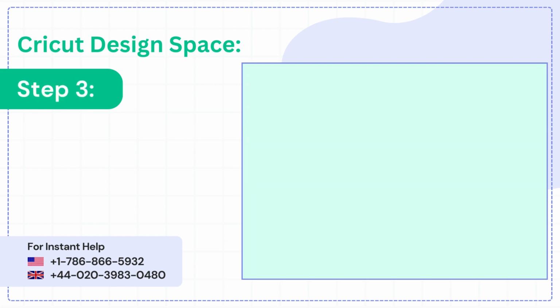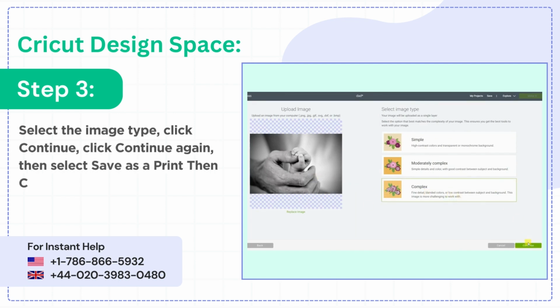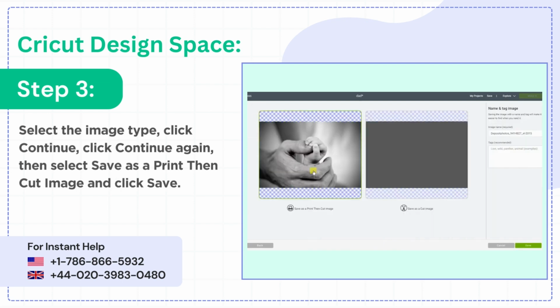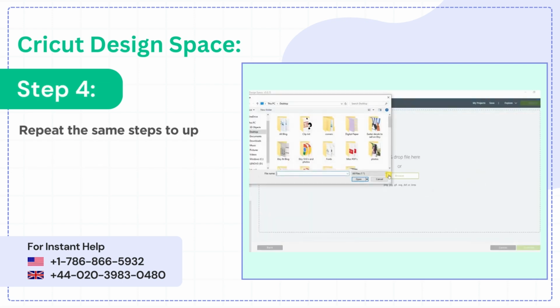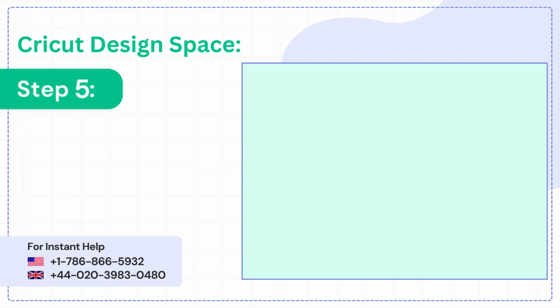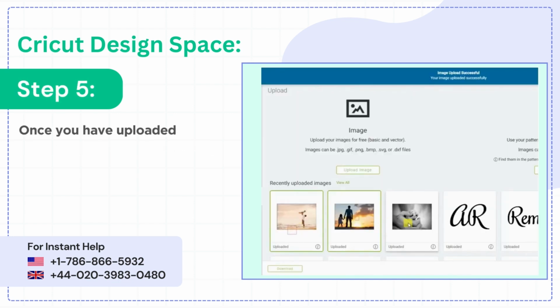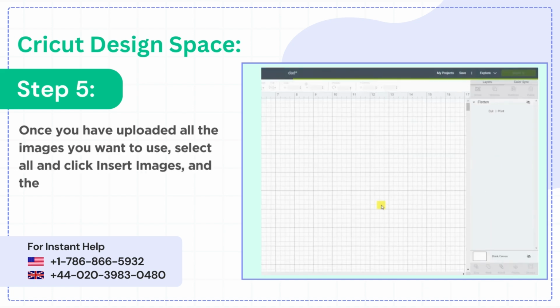Step 3. Select the image type, click Continue again, then select Save as a print, then cut image and click Save. Step 4. Repeat the same steps to upload all the images you want to use. Step 5. Once you have uploaded all the images you want to use, select all and click Insert Images and they'll load on the canvas.